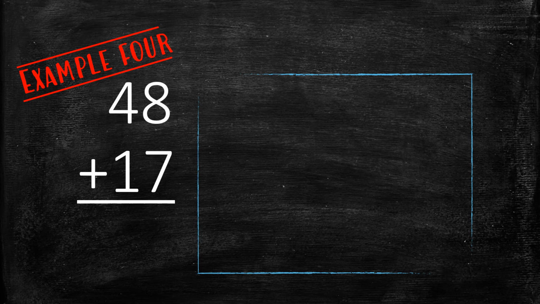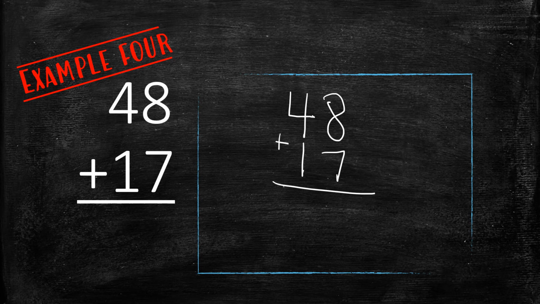Example 4 reads 48 plus 17. So what I'm going to go ahead and do is rewrite my problem, 48 plus 17, okay? And I'm going to remind myself to identify those two numbers that are located on the right-hand side. And these are 8 and 7, okay? And if you already identified it before I said it, way to go to you.